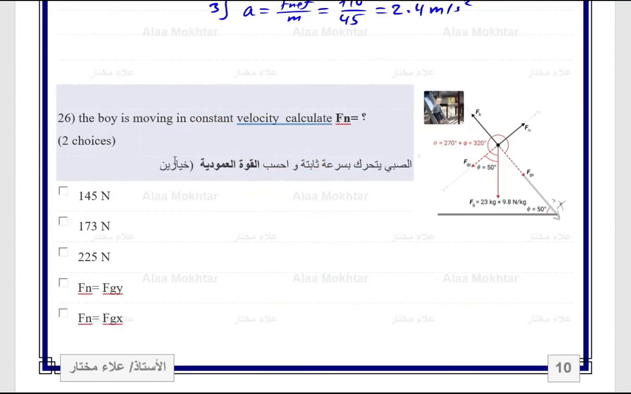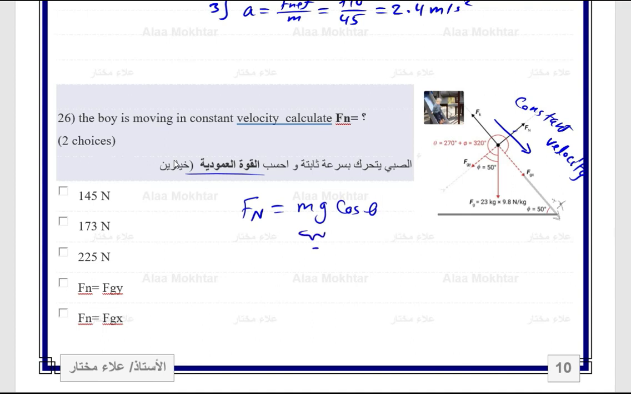The boy is moving down at constant velocity. What is the meaning of constant velocity? He asked about the normal force. Normal force, Fn, equals mg cosine theta. mg is Fg. Cosine theta gives the normal force.